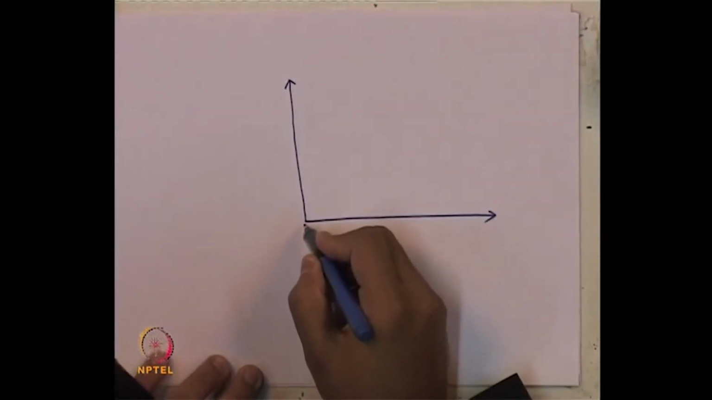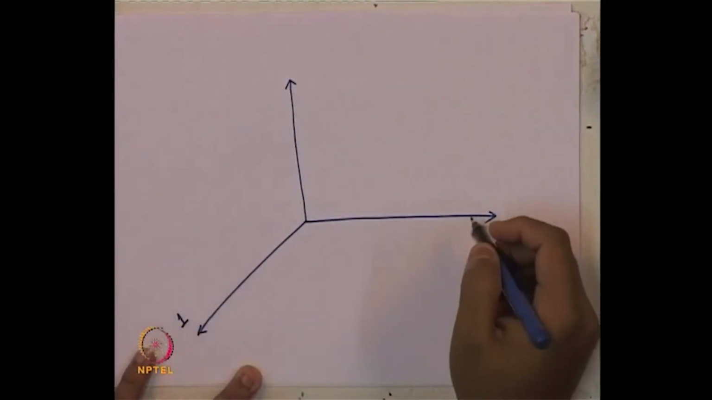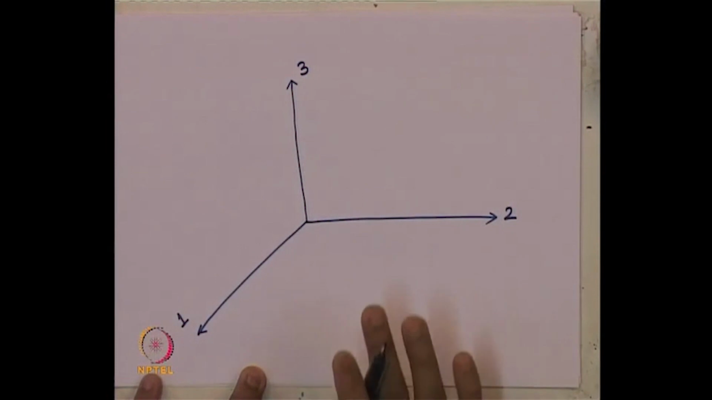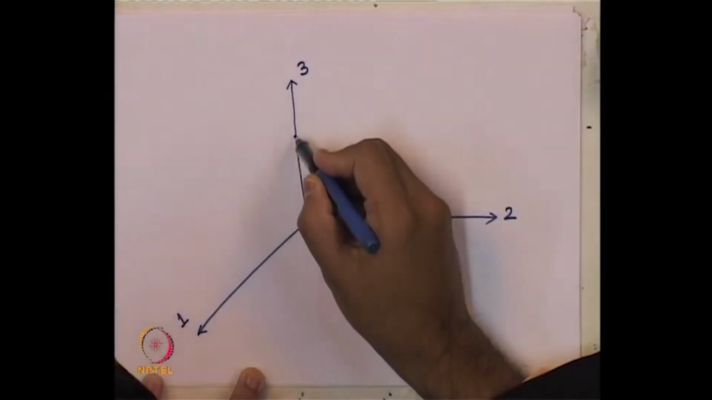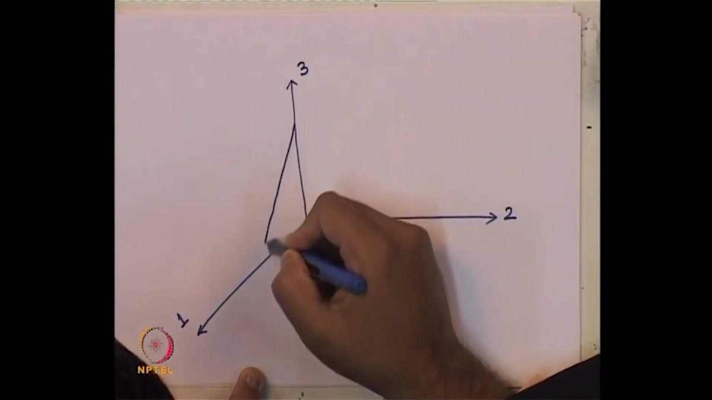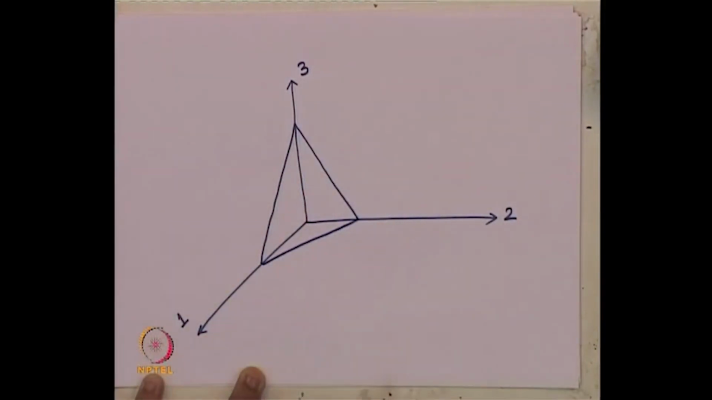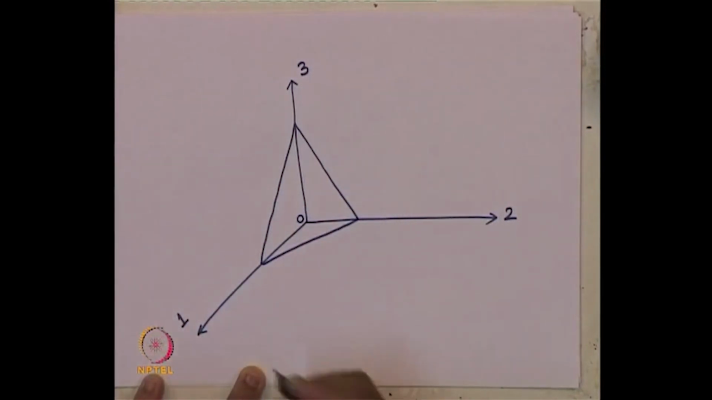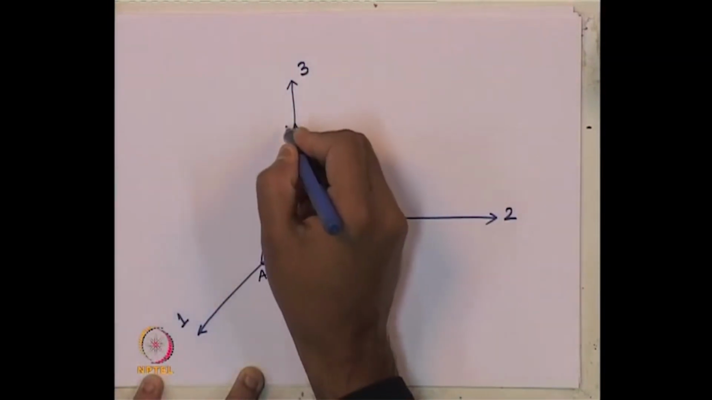Drawing a 3-axis system, first I am drawing 3 orthogonal axes, say 1, 2, 3. These are the 3 principal stress directions. Now, one element in 3 dimensions. Now I am taking this one element in the 3 dimensions. Let us say this origin is O, this point is A, this is B, this one is C.